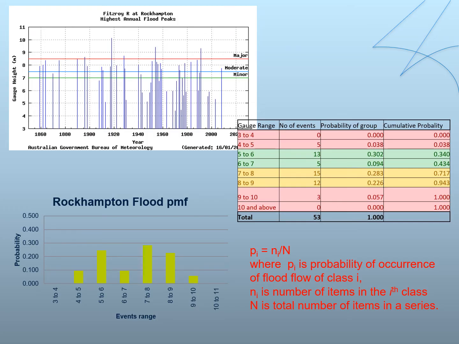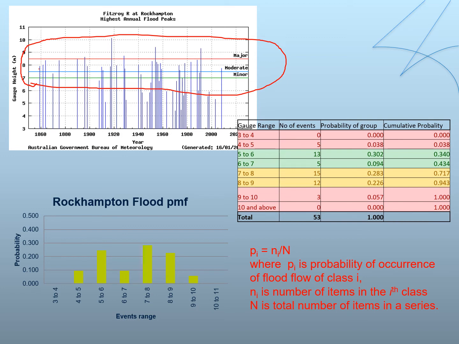Now this is an example. You have a continuous variable like flood data, and you can convert the continuous data into discrete form. It's not necessary, but sometimes if you require it, you can do that. This is an example of gauge height at Rockhampton Station. You have data from 1860 to 2000-something, and this gives the water level at the Rockhampton Station.